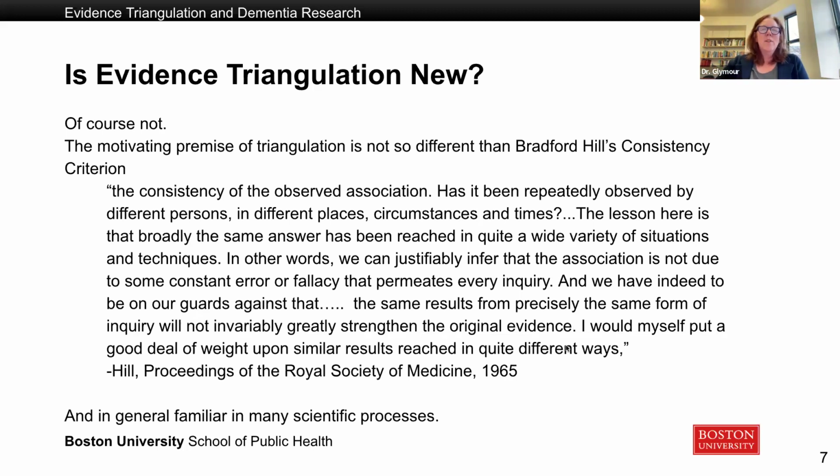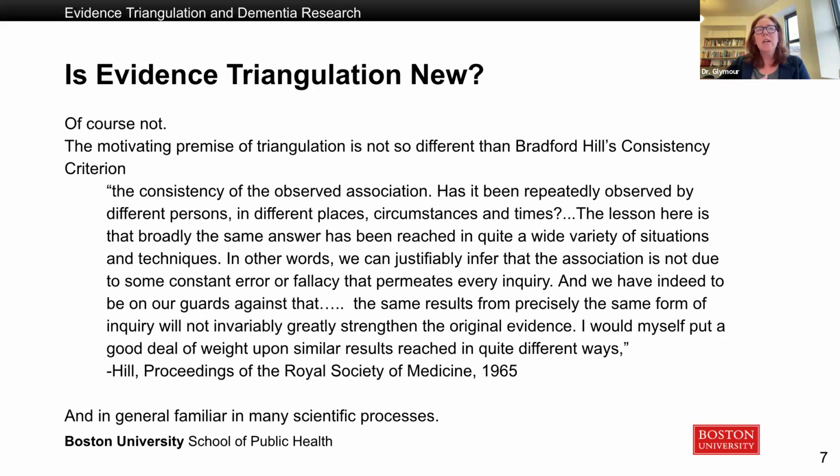And this is from Bradford Hill's famous work, because the idea, I think if you reread that, the idea of evidence triangulation sounds a whole lot like what was meant in the Hill criterion by the idea of consistency. Now, this is totally different than the way we use consistency in causal inference language now. But he said, the consistency of the observed association has been repeatedly observed by different persons in different places, circumstances, and times. The lesson here is that broadly the same answer has been reached in quite a wide variety of situations and techniques.